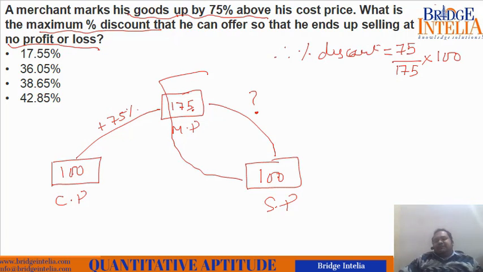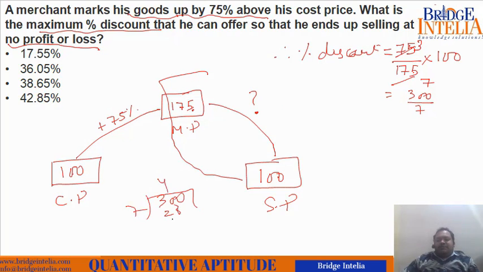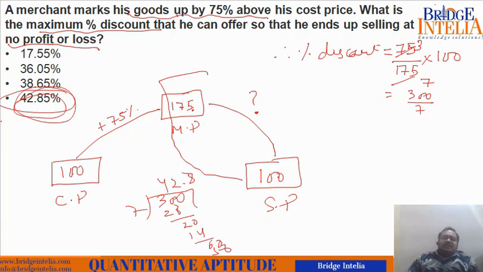So let's see, both these are multiples of 25. So 3 by 7. So 300 by 7. So 42 point something. So 300 by 7. If you will solve this, 42 point something. So let's solve this. 300 by 7. So 28, 4. So 42 because 14. 56, 8. 42.8. So this is the correct answer.